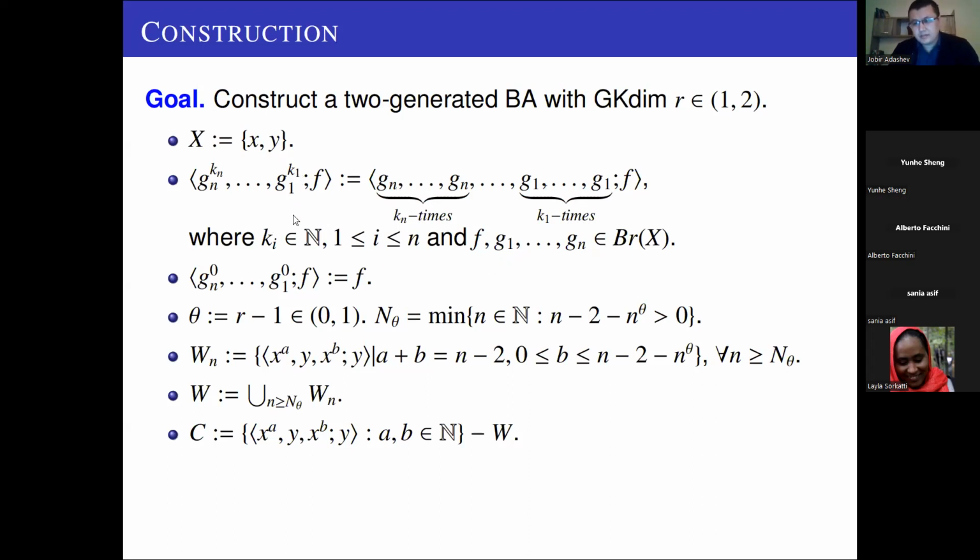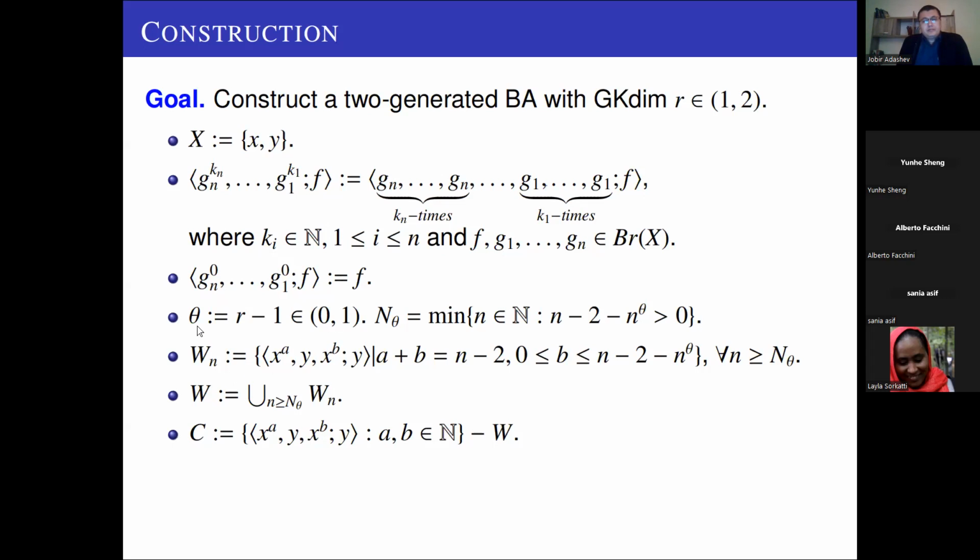So here each k_i is a natural number, could be 0, and the g_i come from the free brace algebra. They would be a monomial or a polynomial. And by definition, we just denote f by this. So if those k_i are 0, then it is just f.